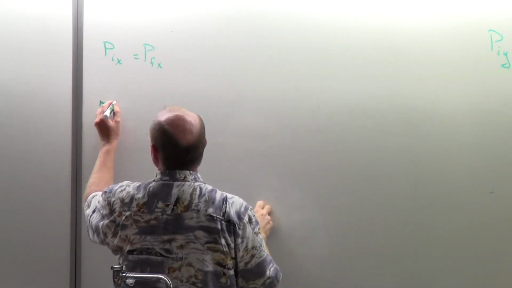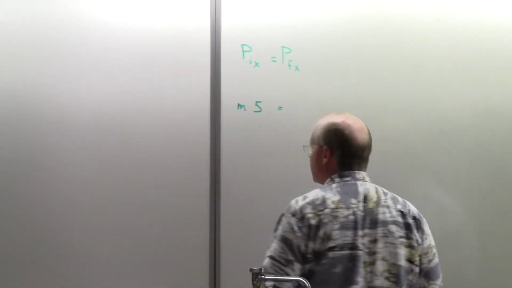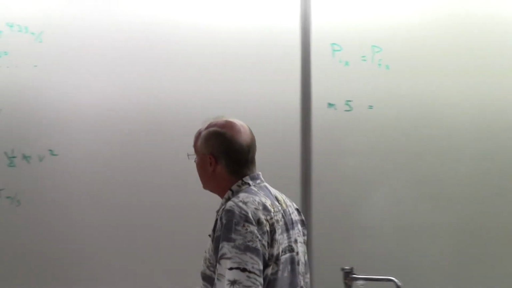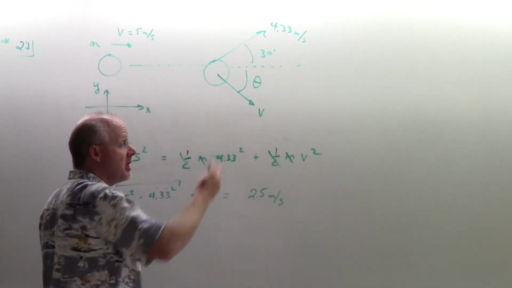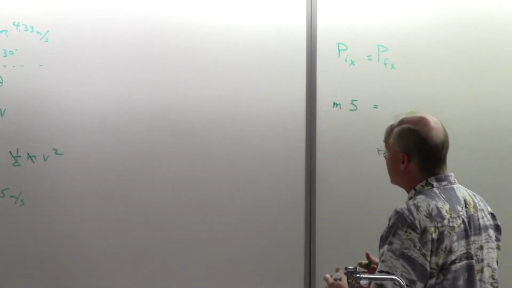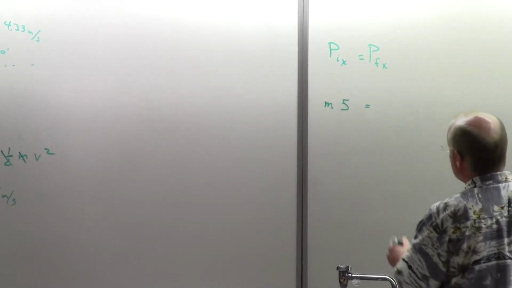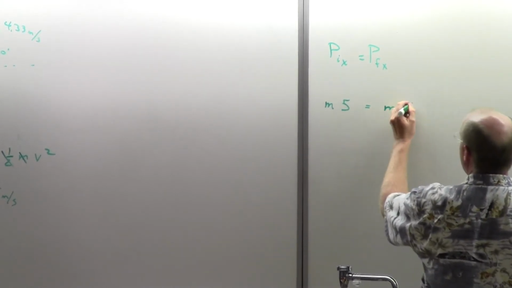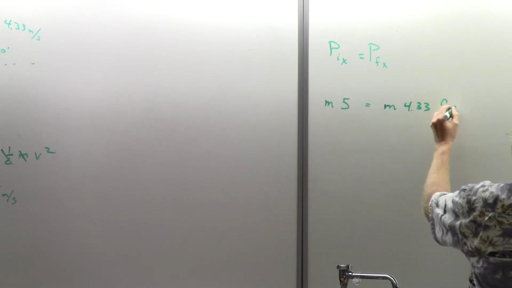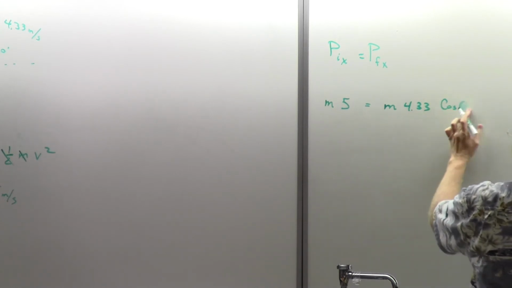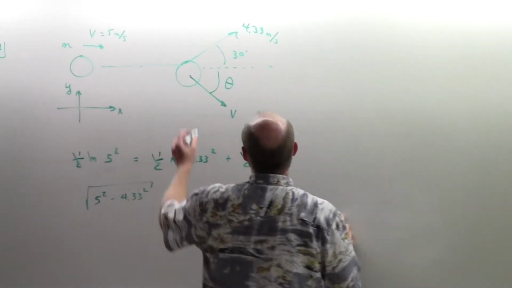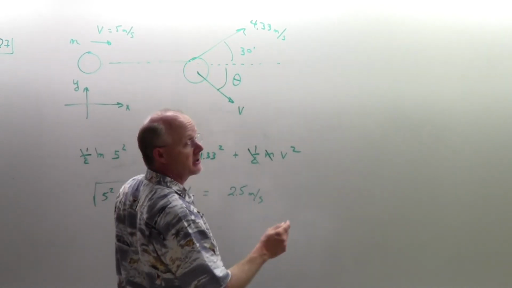So if I put this in over here and I look at this, I would say I have mass times the velocity in the x direction. So there's my m and my 5 for the momentum of this first one. And the second one's stationary, so this is the momentum initially in the x direction. What does it have to equal? Well, I guess it has to equal an m, a 4.33, and then a cosine of 30 degrees. That would be my momentum in the x component.